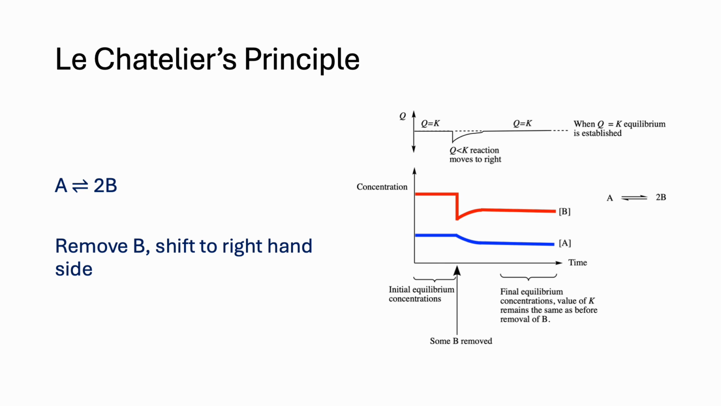At the moment at which we remove B, the top part, the numerator of the reaction quotient expression, gets smaller, and so once again Q is less than K. When the new equilibrium is established, there is slightly less of both components than before the perturbation, but the relative ratio of them remains the same, and Q is the same value as before.